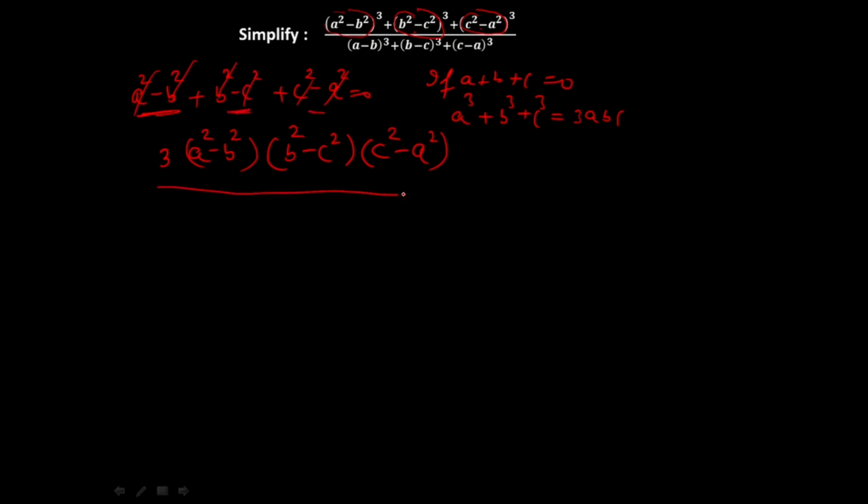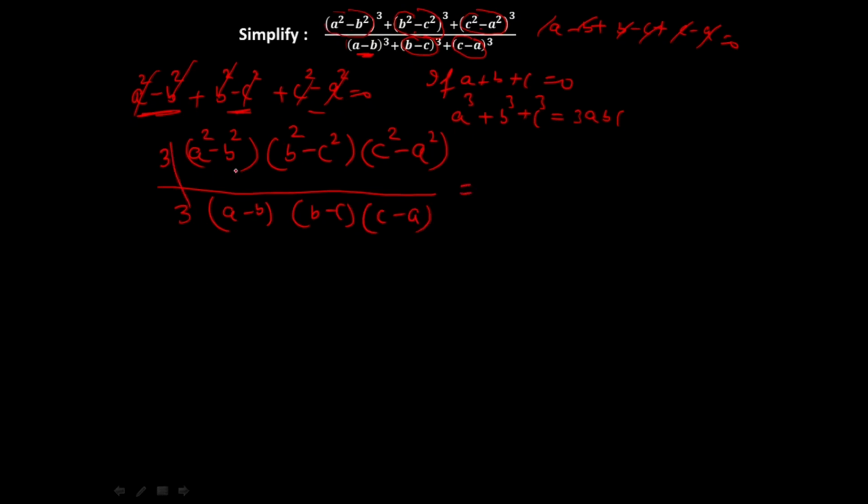Same in the denominator. If I assume this bracket part a minus b as a, this is b, and that is c. Let's see what is the sum of all these. If I sum them up, I will get 0. It means the denominator part can be written as 3 times a, b, and c. This again gets cancelled.